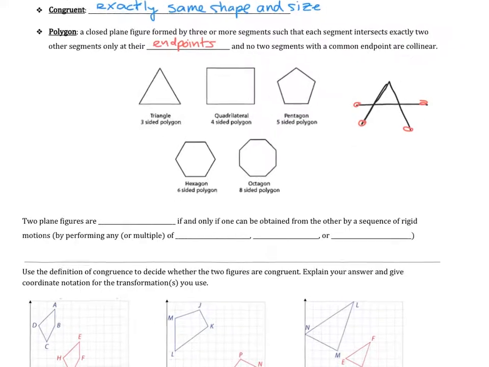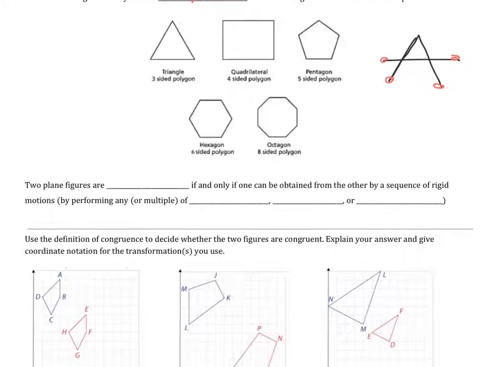Okay, so now we're going to talk about the more formal definition of congruence. So we can say that two plane figures are congruent. And just so you know, the symbol for congruent looks like this. So it's like an equal sign with a little squiggly on top. We're going to use this for congruent, if and only if one can be obtained from the other by a sequence of rigid motions.